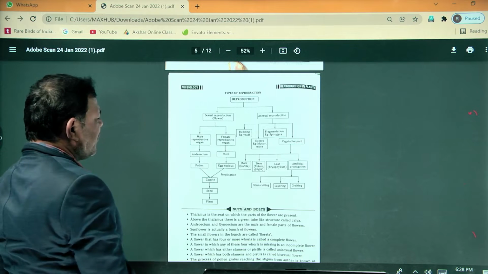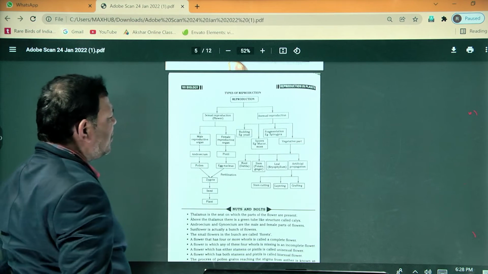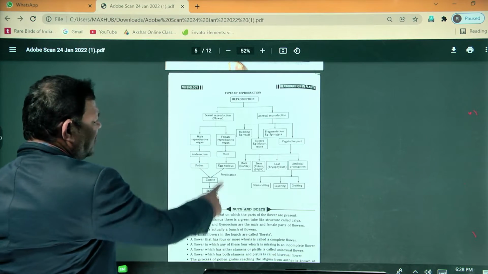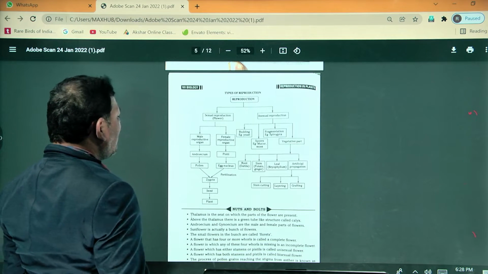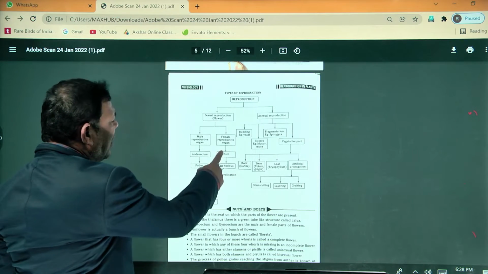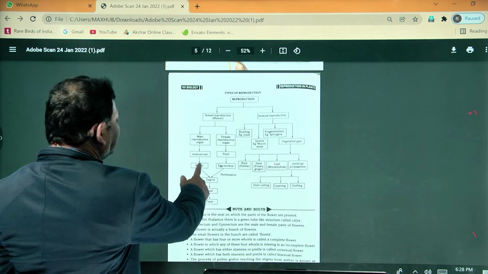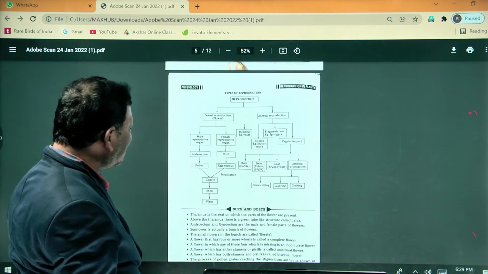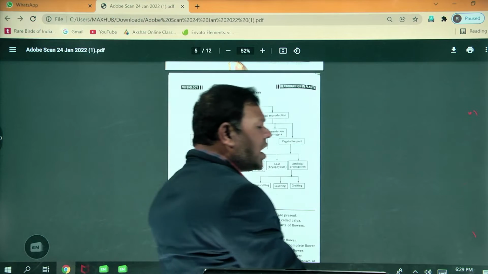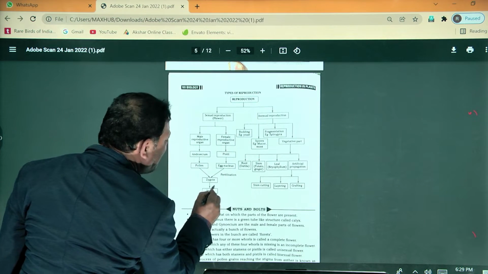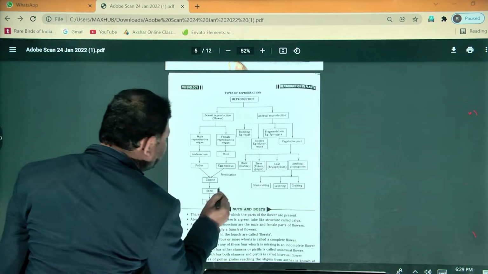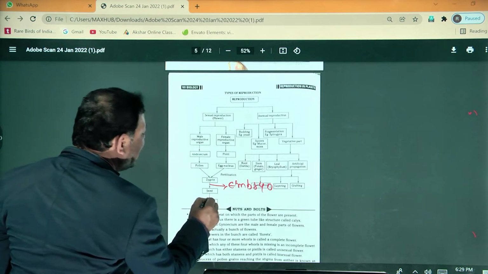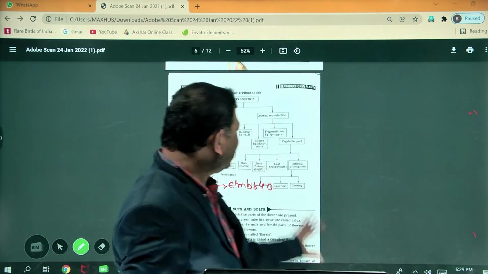Sexual reproduction: male organism, female organism, male reproductive part, female reproductive part. The male reproductive part is called the androecium, the female reproductive part is called the pistil. The androecium releases the pollen grain, the pistil releases the egg nucleus. Fusion of the male gamete and female gamete is called fertilization. Fertilization takes place, the zygote is formed. That zygote develops into the embryo. This embryo gives rise to the seed. That seed gives rise to the new plant. This is sexual reproduction.